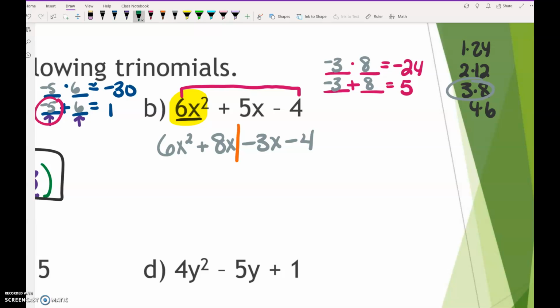What does the first group have in common? 6x squared and 8x. 2x. 6x squared divided by 2x is 3x, so that 2x and 3x would have worked for us. 8x divided by 2x is 4.